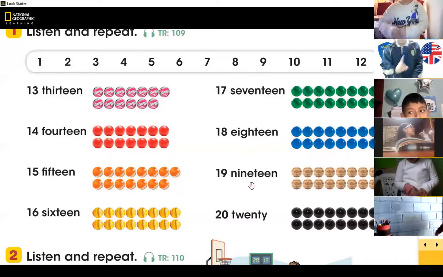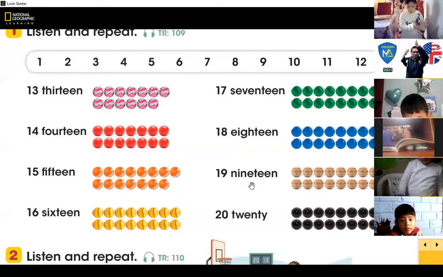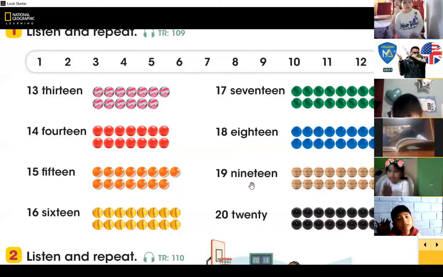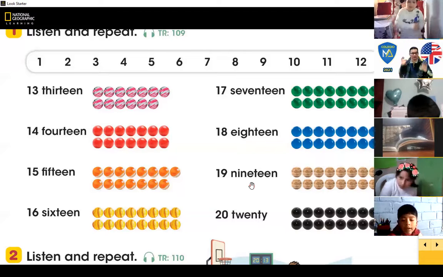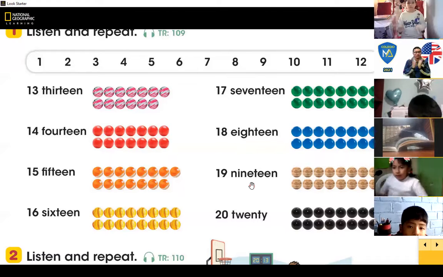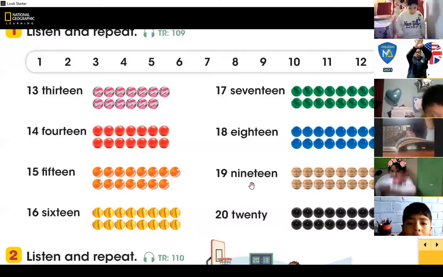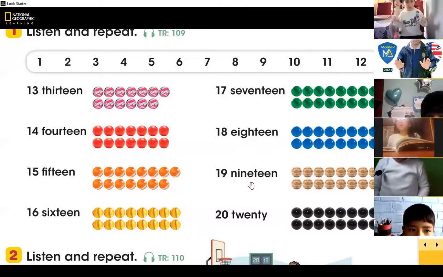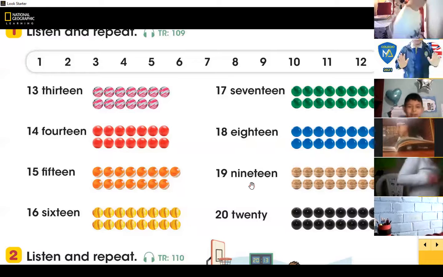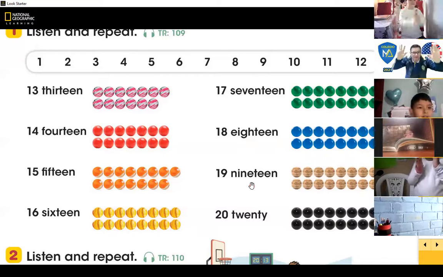Let's sing one more time. 1, 2, 3, 4, 5, 6, 7, 8, 9, 10. Jump. 11, 12, 13, 14, 15, 16, 17, 18, 19, 20. Jump, jump, jump, jump, stop. Spin, spin, spin, spin, stop. I can count to 20.